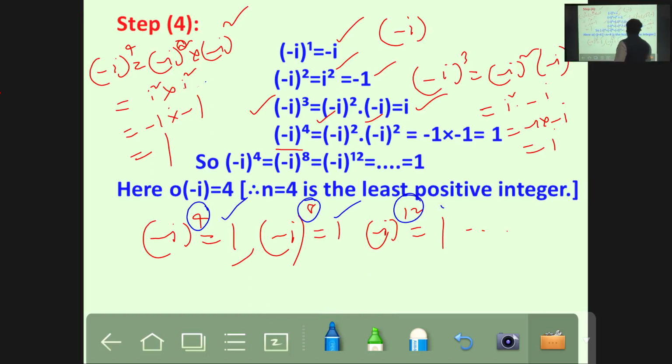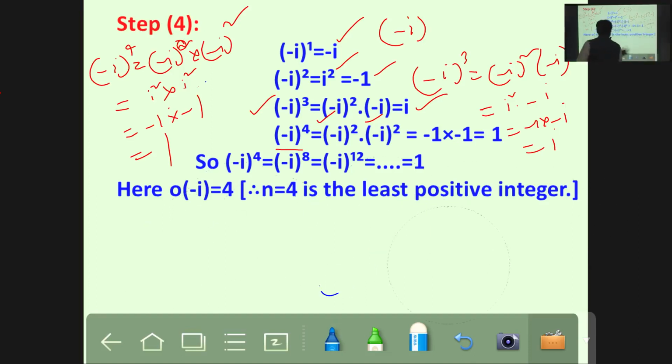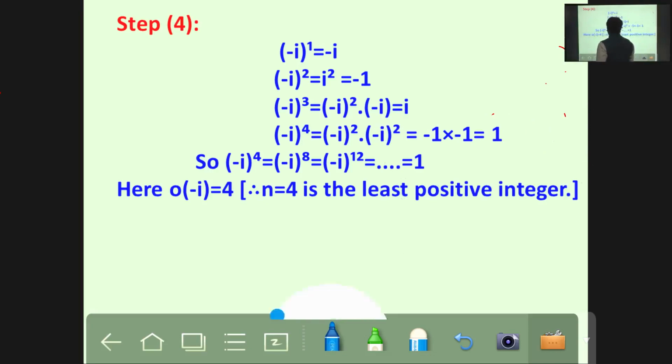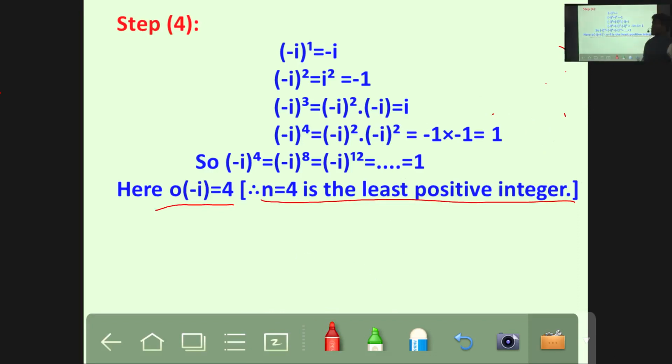But among 4, 8, 12, what is the least? 4. Therefore the order of minus i equals 4, because 4 is the least positive integer, right?